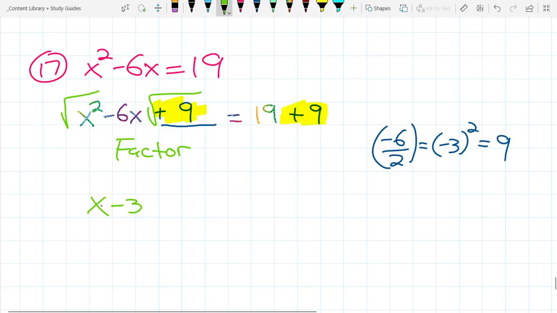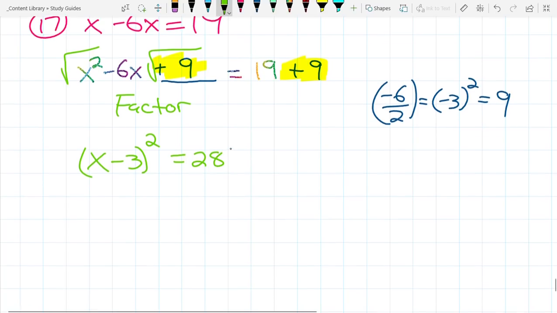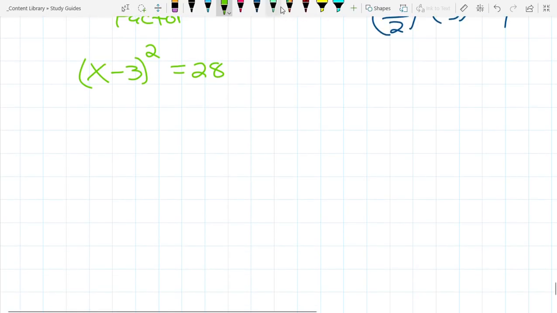So we get (x − 3)². 19 plus 9 gives us 28. Now we're back in business because now we only have x's. So let's just play the game of opposites. To get rid of that squared, we do the opposite: we take the square root.